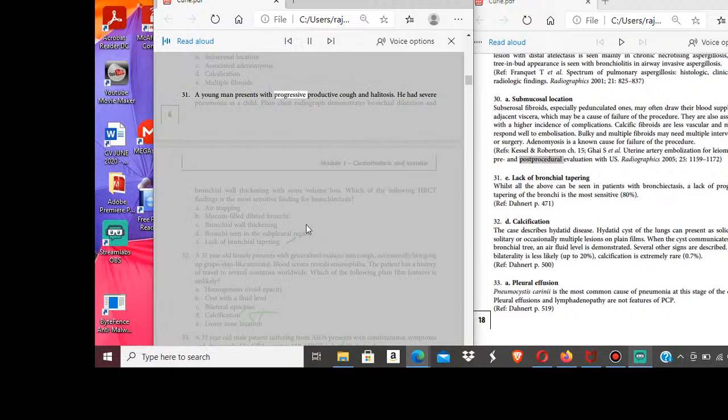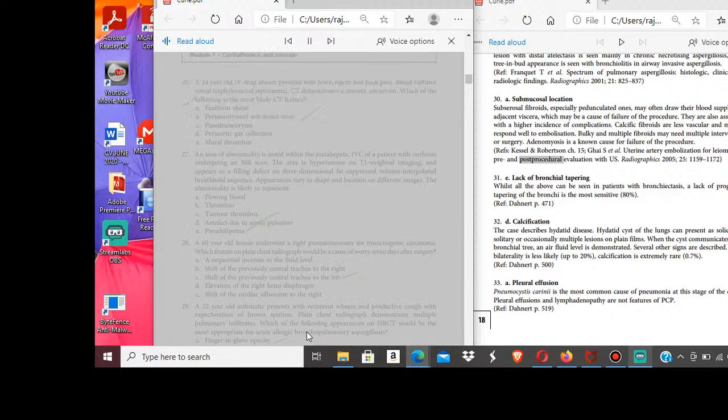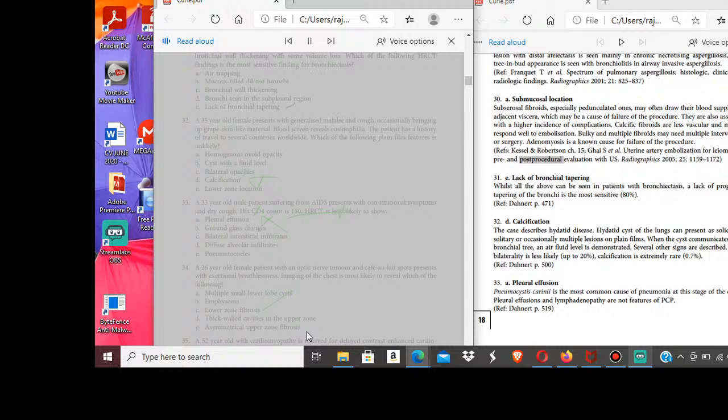31. A young man presents with progressive productive cough and halitosis. He had severe pneumonia as a child. Plain chest radiograph demonstrates bronchial dilatation and bronchial wall thickening with some volume loss. Which of the following HRCT findings is the most sensitive finding for bronchiectasis? A. Air trapping. B. Mucus-filled dilated bronchi. C. Bronchial wall thickening. D. Bronchi seen in the subpleural region. E. Lack of bronchial tapering.